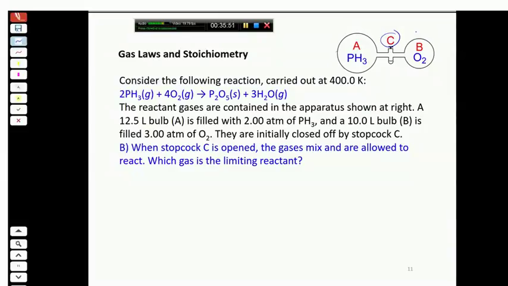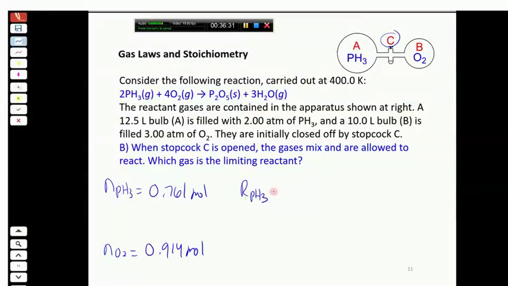We want to know which gas is the limiting reactant when they're mixed together and allowed to react with each other. Just like we saw before in any other stoichiometry problem, the way that we can determine the limiting reactant is to calculate what's called a stoichiometric ratio. We saw in the last step that the number of moles of PH3 was 0.761 and the number of moles of O2 is 0.914. This by itself does not tell us which one is the limiting reactant. We have to take this number and divide it by the coefficient in the balanced chemical equation. That's what we referred to as R when we were doing stoichiometry problems before.